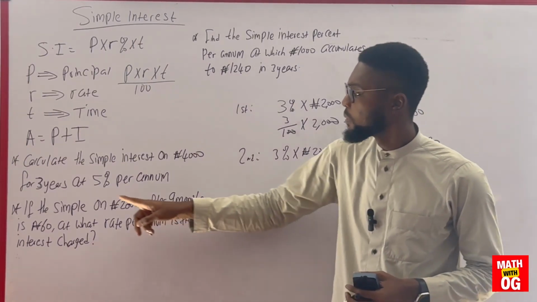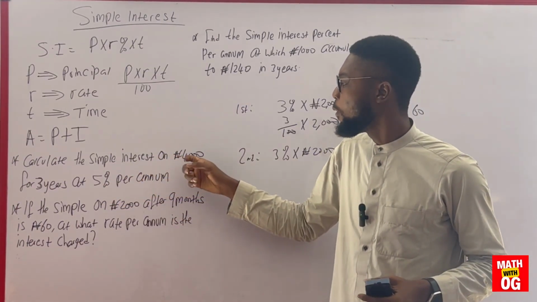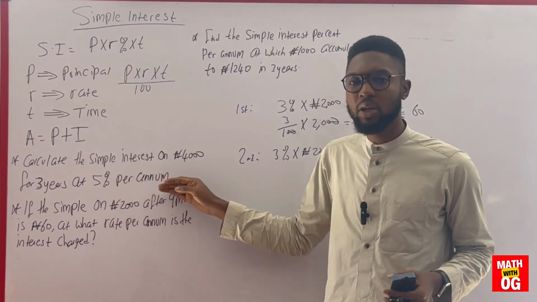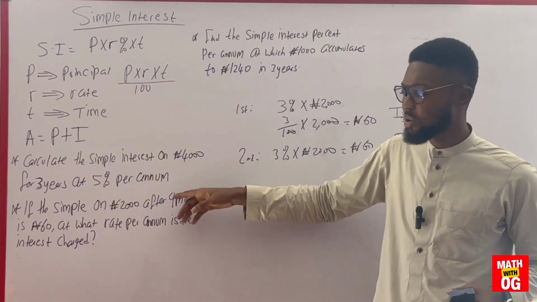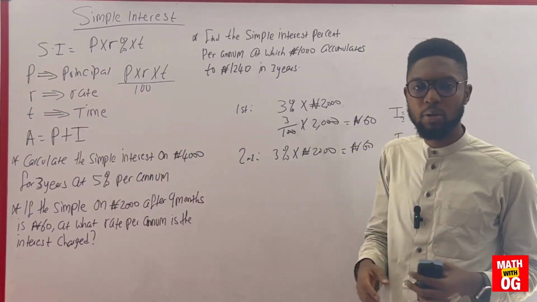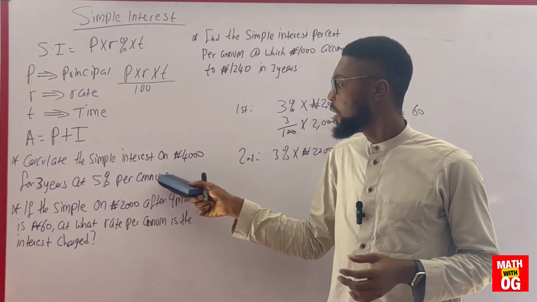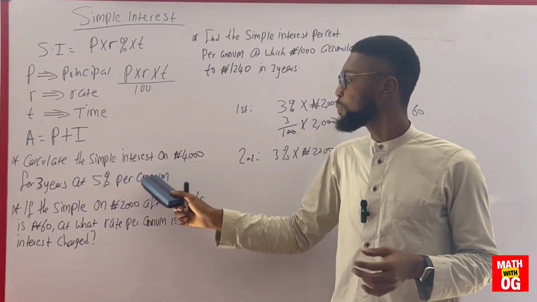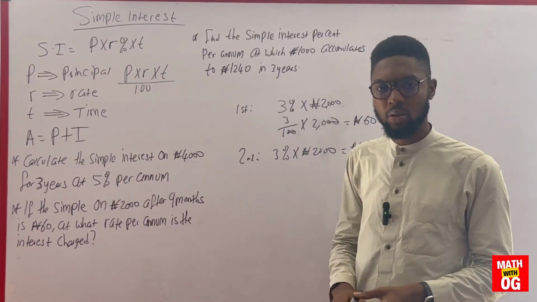So you can see 5% per annum. So they are adding 5% of 4,000 naira every year. Sometimes you can see 5% per month, 5% per quarter of a year, as the case may be. So it can come in different forms. So always be observant to see at what particular time they are using this rate to add to my money.